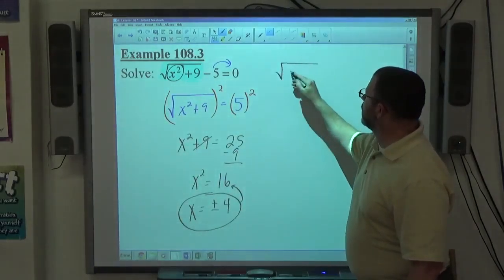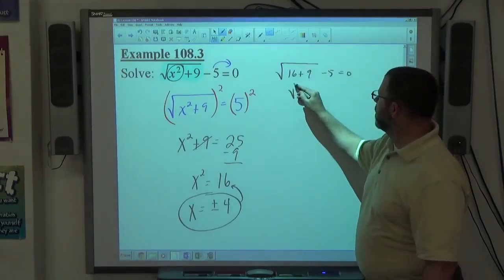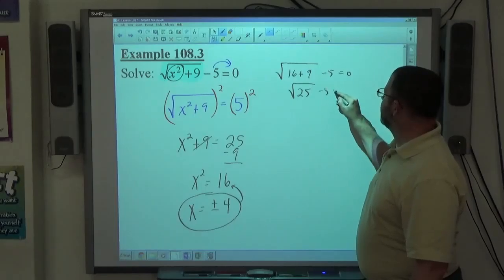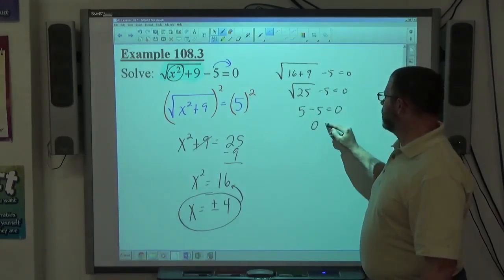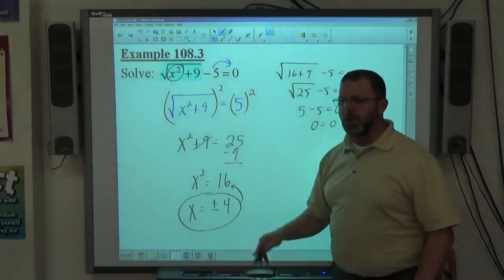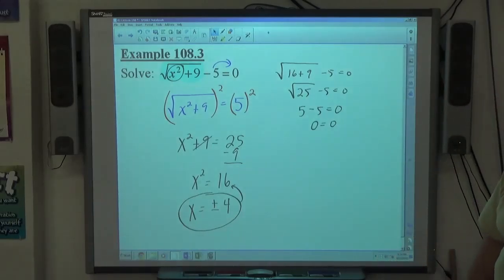So I get the square root of 16 plus 9 minus 5 is supposed to equal 0. 16 plus 9 is 25. Square root of 25 is 5. 5 minus 5 equals 0. So we get a true statement. Both answers are good. So those would be the solutions for that equation.